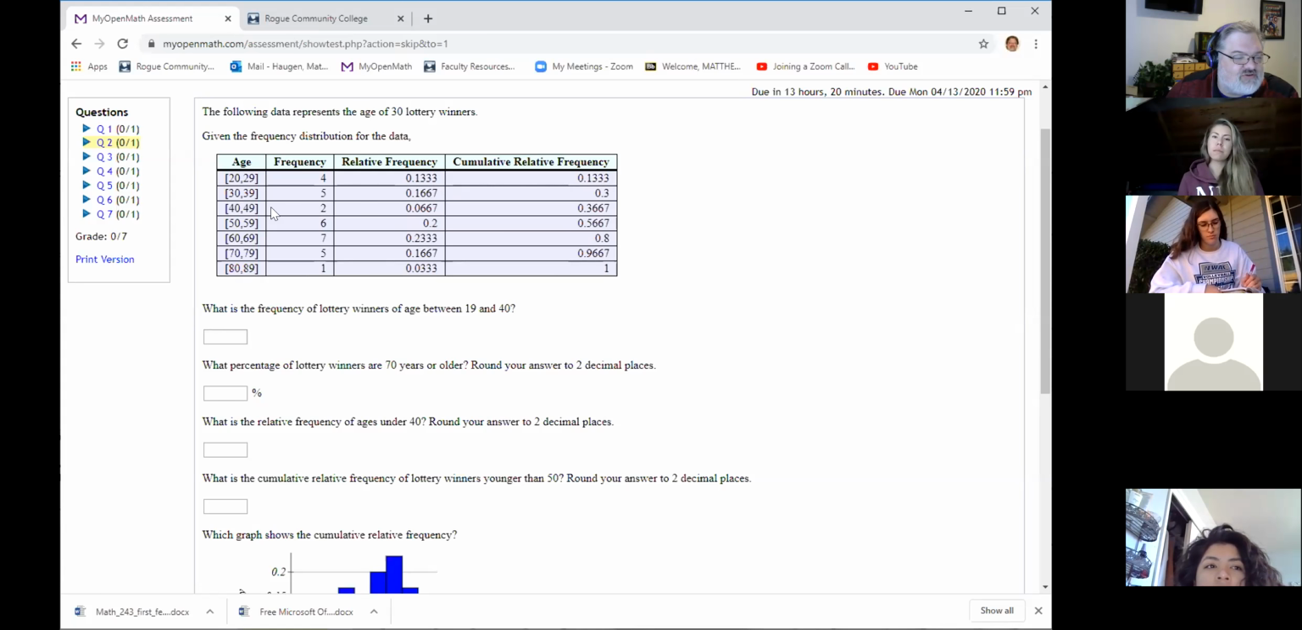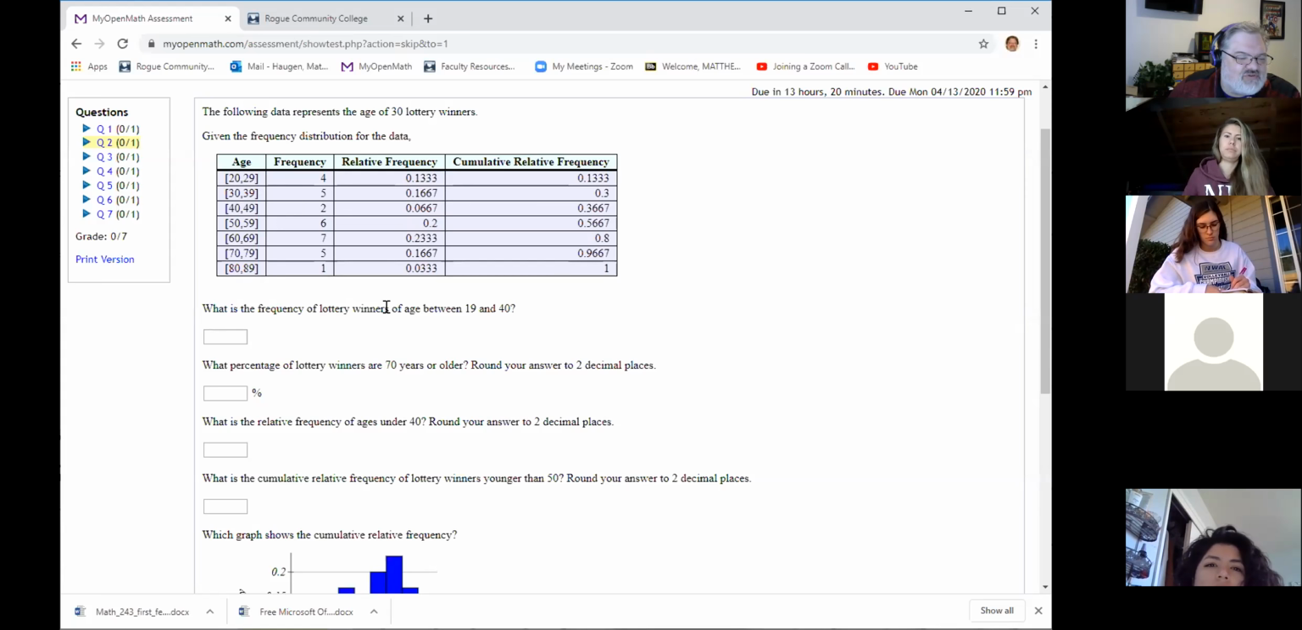And so on. So in the 40s, there were 2 people in their 40s who won the lottery. Their relative frequency was about 6.67%. But again, that cumulative frequency is the sum of them and everybody before them. That cumulative is everybody brought together. So everything from that value down. So this table has a lot of information on it.